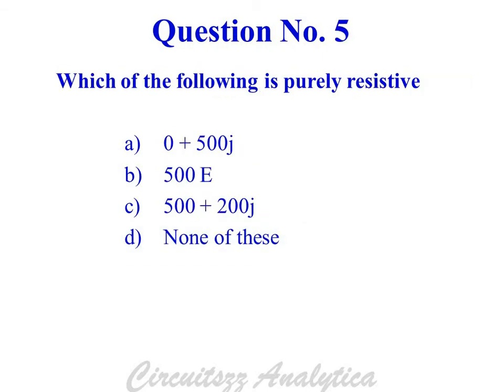Which of the following is purely resistive? 500 ohms. 0 plus 500 j is not purely resistive. Similarly, 500 plus 200 j is also not purely resistive. So second option is the correct answer.